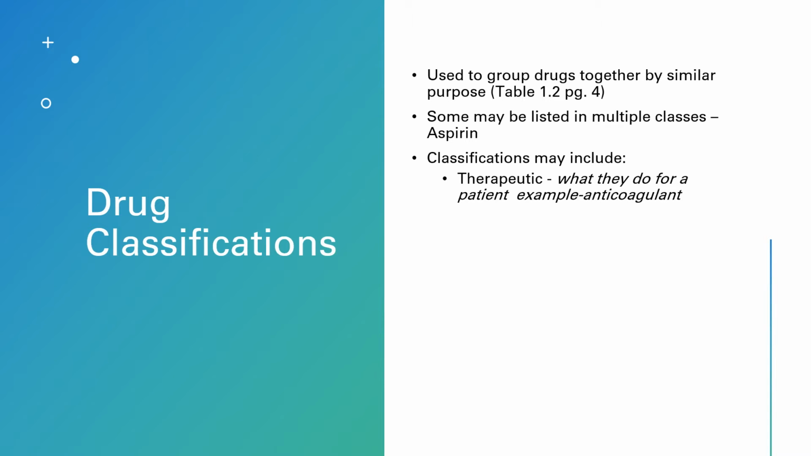So broader classifications by what they do and what they affect and what they are. That's what we're going to get into right now. So first off, there's therapeutic. Okay, this is what they do for a patient. Okay, some examples are analgesics. They relieve pain. Anticoagulants. They help prevent blood clots, such as our heparin. Okay, those are therapeutic classifications.